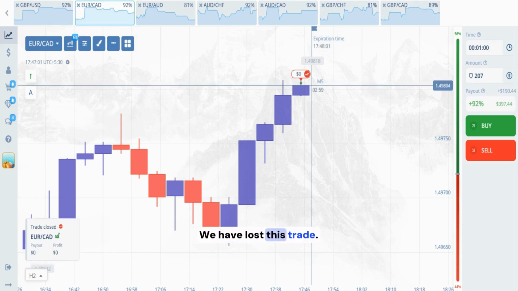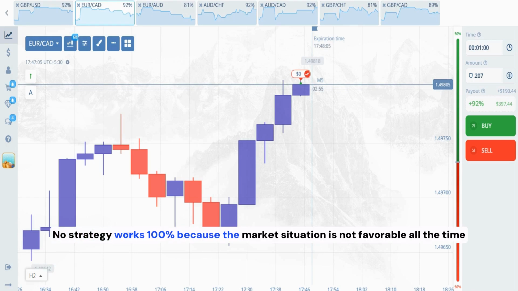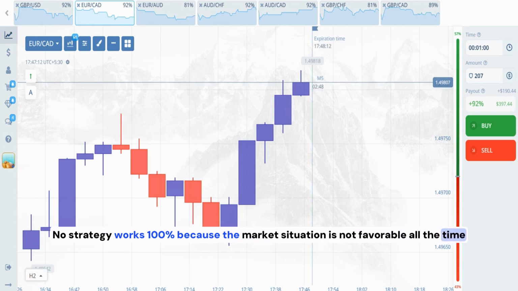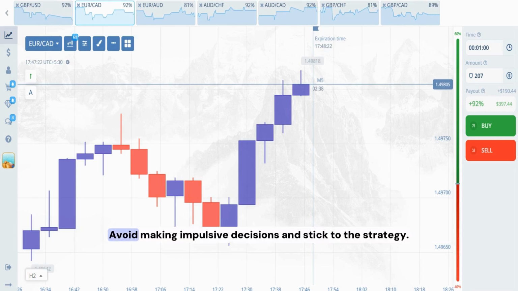We have lost this trade, and this is what happens in binary trading. No strategy works 100% because the market situation is not favorable all the time. At such times, it's important to stay calm and keep emotions under control. Avoid making impulsive decisions and stick to the strategy.